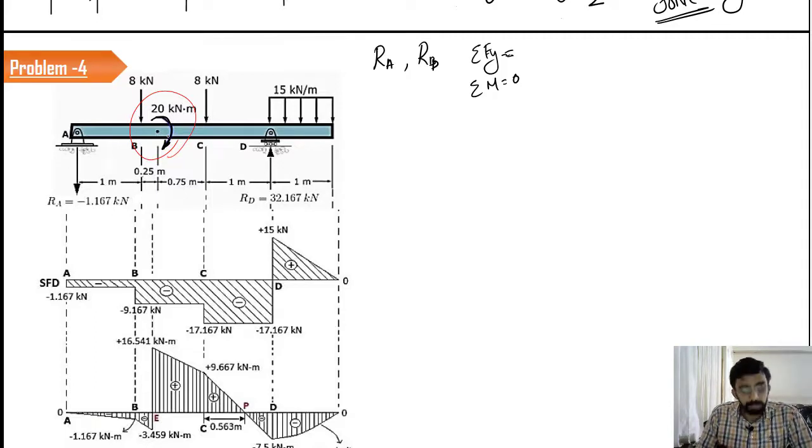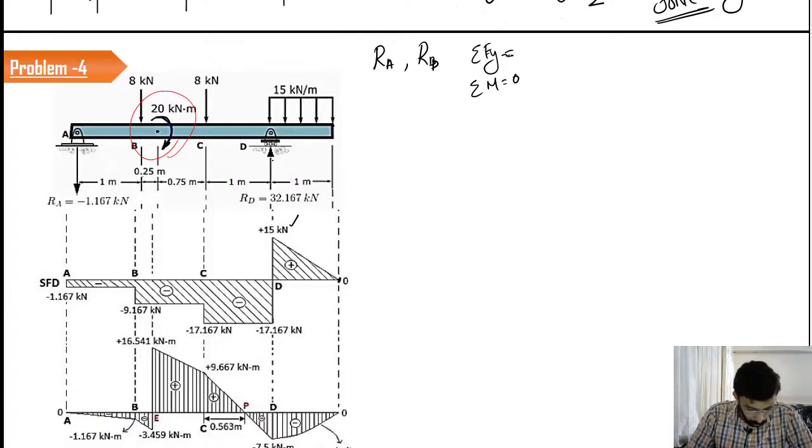Now, when you take the case of shear force also, this particular 20 kilonewton doesn't have any effect. Because if you look here, the value is 0. So when you go towards D, the load is gradually going to increase. The value is going to be 15 kilonewton, right? So it has reached 15 kilonewton here.